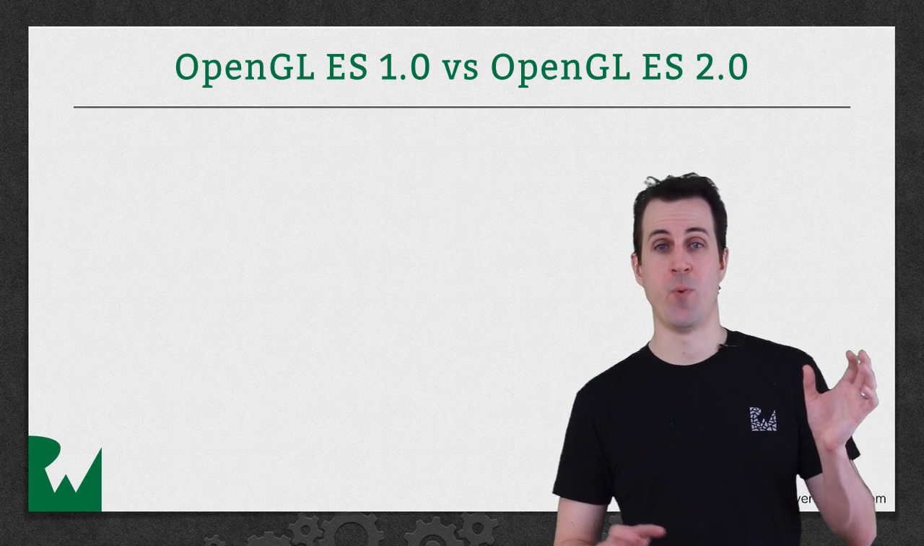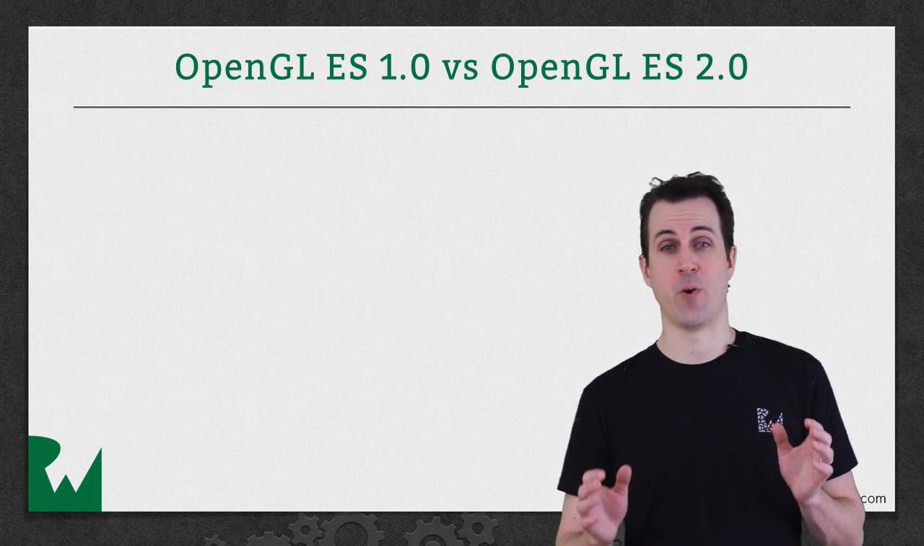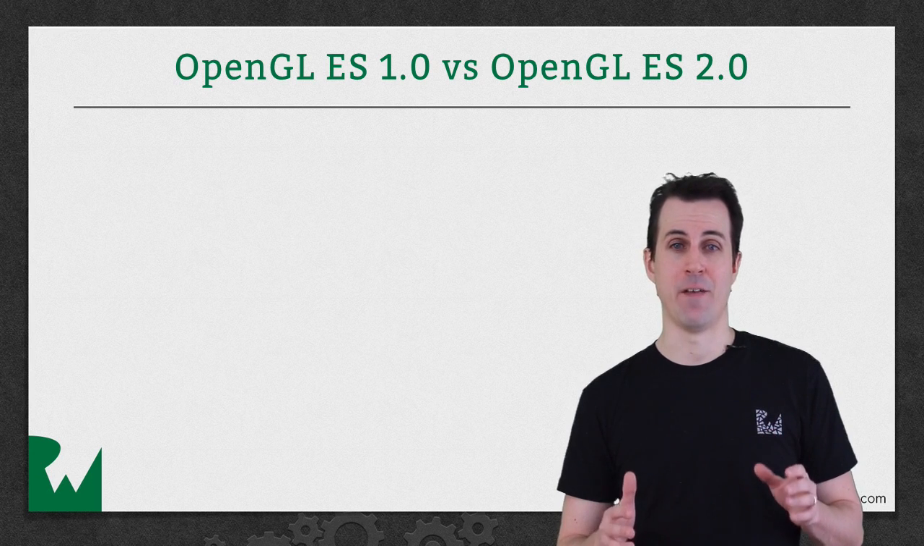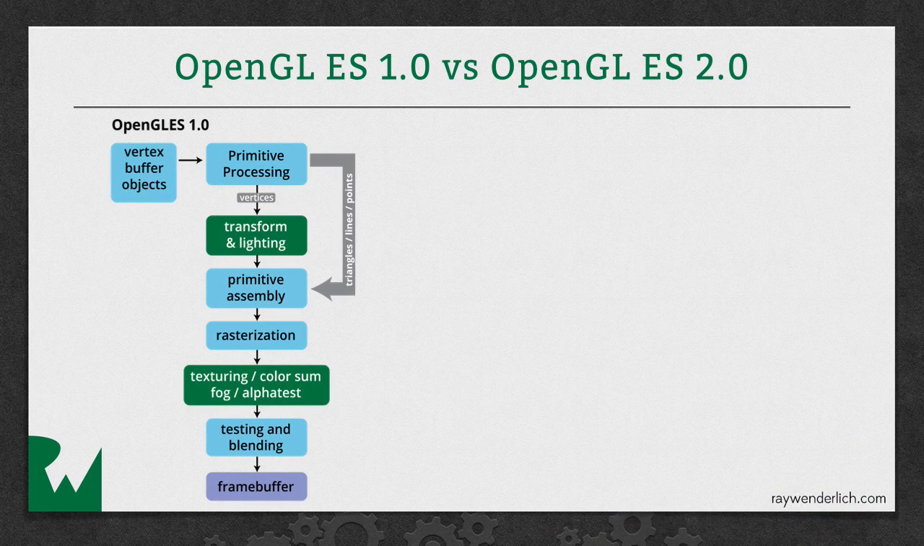Next, let's cover the history of OpenGL ES on the iPhone, because there was a big transition between version 1.0 and version 2.0. Version 1.0 is the first version of OpenGL ES that came out on the iPhone. Let's take a look at what this looked like. This is a picture of what the graphics pipeline looks like on OpenGL ES 1.0. At this point, it's not important to understand what all these words mean. You'll be learning about those in this series.